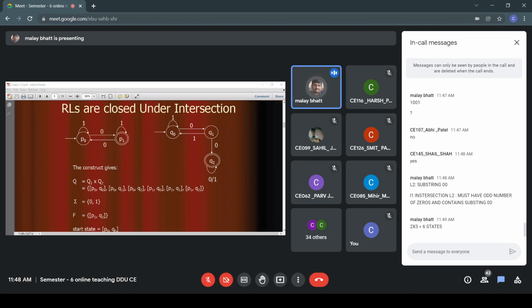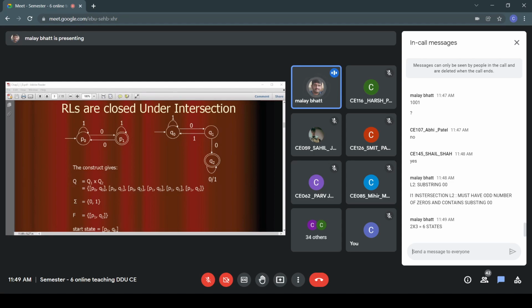When we define these parameters, set of states, input alphabet, accepting state, start state, we must define the transition function, which is a very important part of an automata. To describe the transition function, we are considering any state, like P0 Q2, as you can see here.